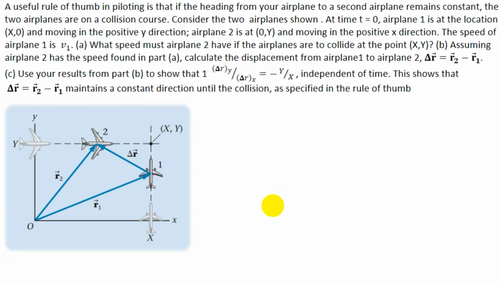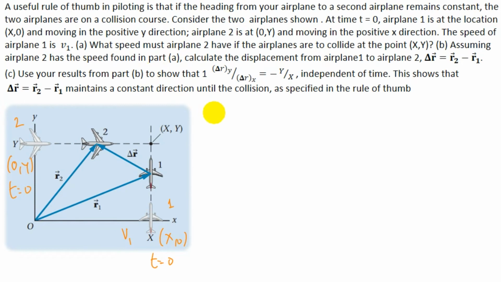The question says that we have two airplanes. Airplane 1 is at position x, 0 at time t equals 0, and airplane 2 is at position 0, y at time t equals 0. Airplane 1 is moving along the positive y-axis, and airplane 2 is moving along the positive x-axis. We are given that the speed of airplane 1 is v1.